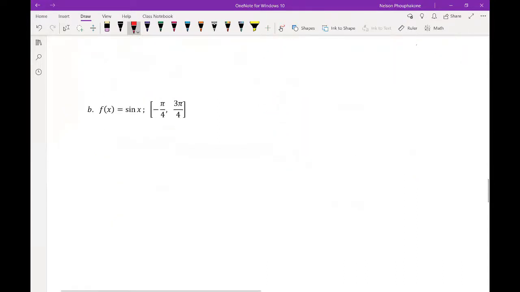Okay, so now try this B. Okay, I hope that you still remember how to sketch the cubic functions.